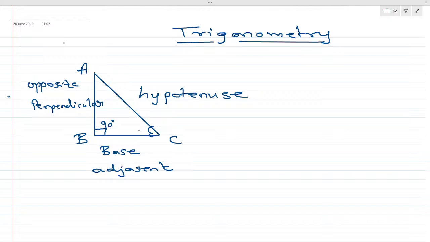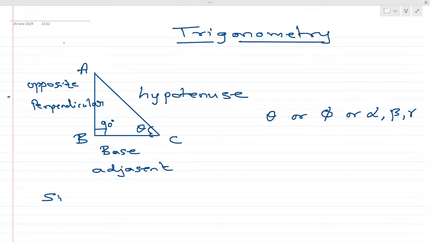So we use symbols like theta or phi or alpha, even beta or gamma to represent these acute angles. Now, the three sides and three angles give 6 trigonometric ratios. Based on the three sides and the three angles, we have 6 trigonometric ratios.